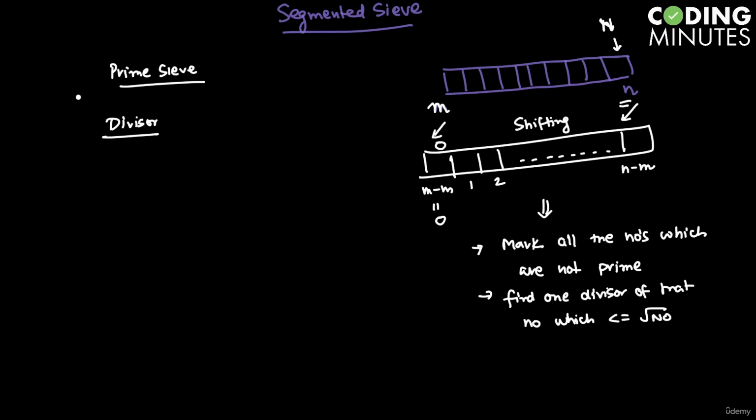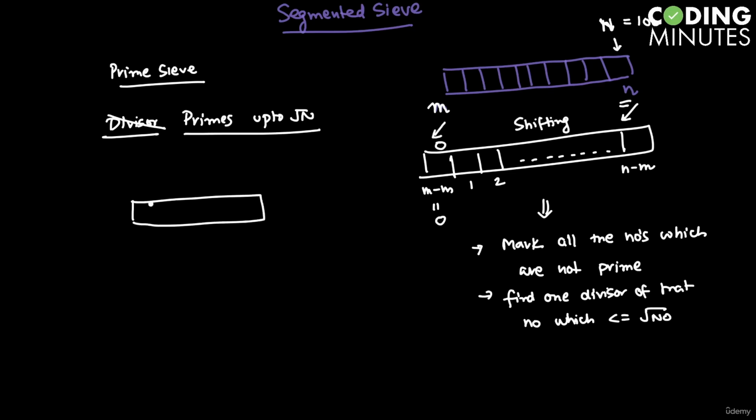So what we are going to do is, using a prime sieve, find all primes up to root n. For example, if n is 100, we'll create a sieve which will contain all primes up to 10. That sieve will contain 2, 3, 5 and 7. So this would be your sieve array, and it stores all primes up to root n.